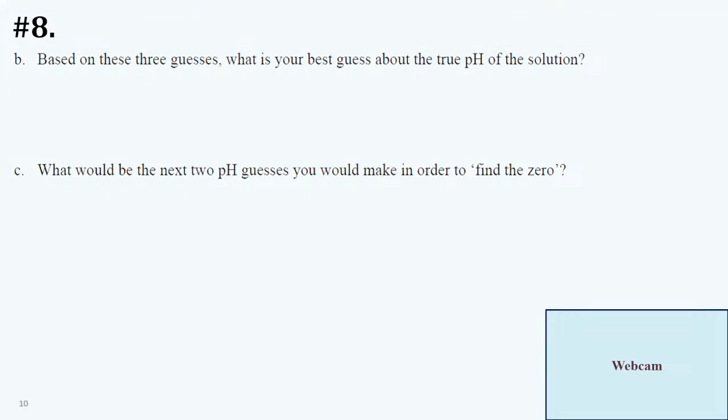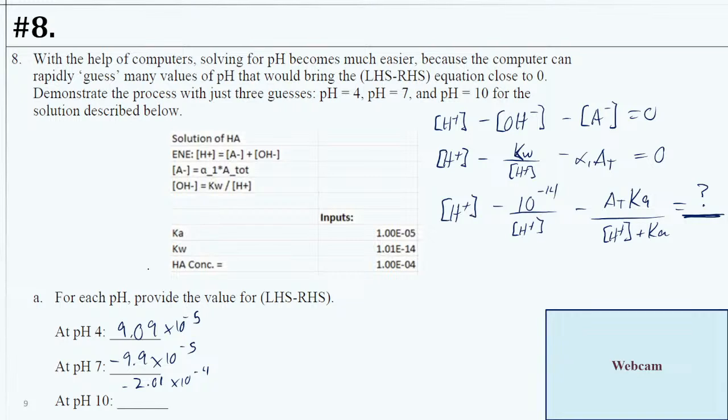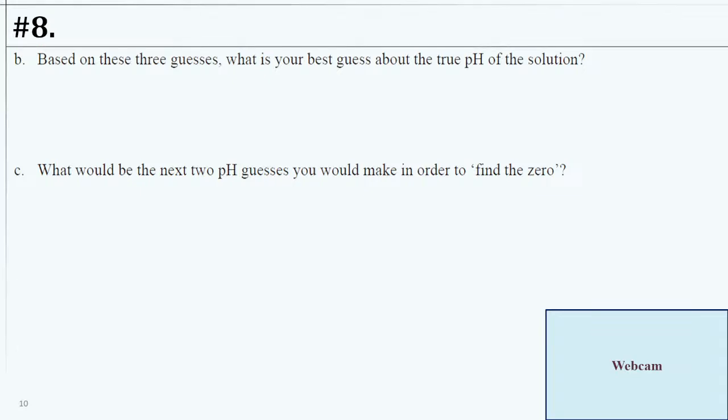Well, if we go back and look at these 3 numbers, we have 2 that are 10 to the minus fifth, and one that's 10 to the minus fourth. So the one that's 10 to the minus fourth, plus or minus, is the furthest from 0. That's further away from 0 than the other 2. And noticing that these 2 are straddling 0, 0 should be in between them. That's my best guess, somewhere between those 2. So what I was hoping for as an answer here is somewhere between 4 and 7.